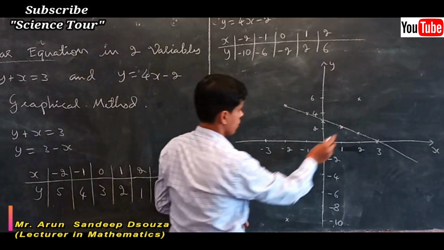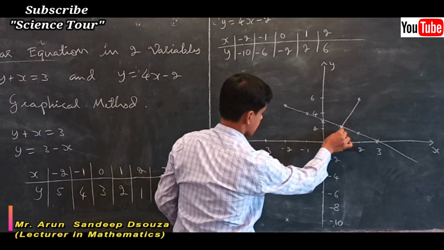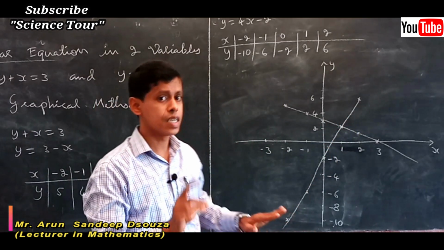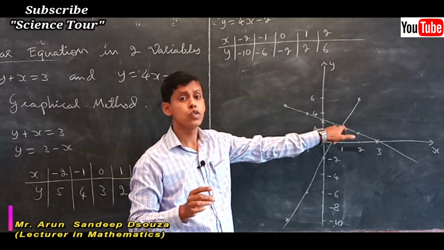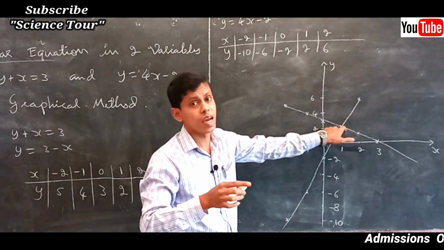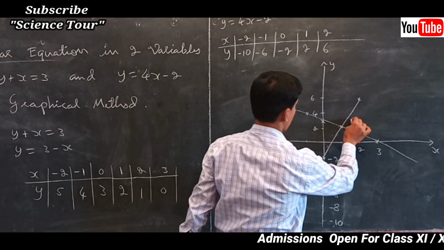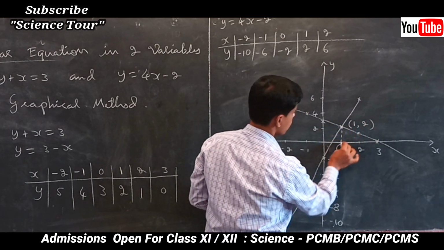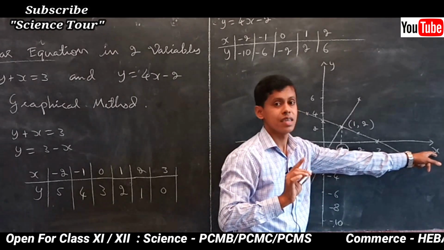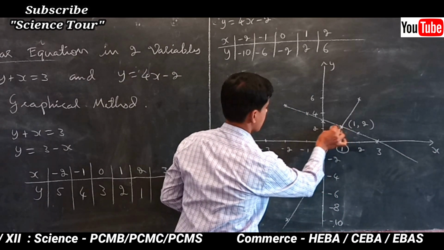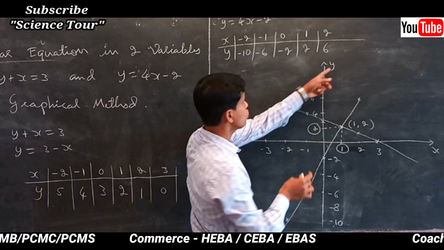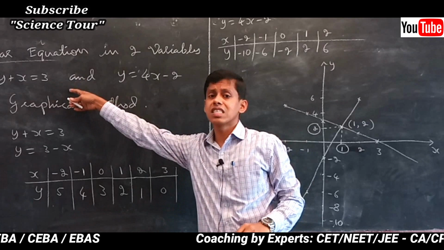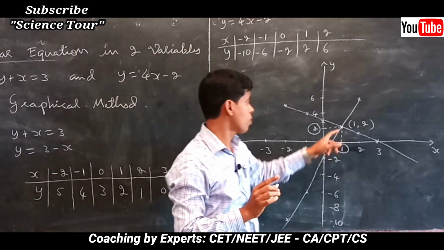Okay. Are you with me? Yes. So, if you have noticed this carefully, where do you get the point of intersection of two lines? Correct? So, this is the point where we have 1 comma 2. What is this value? 1, and that is on the x axis, and what is this value? That is 2 along the y axis. Correct? So, what is the solution of this linear equation? It is 1 comma 2.